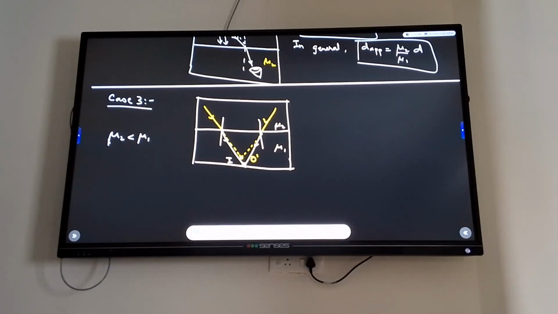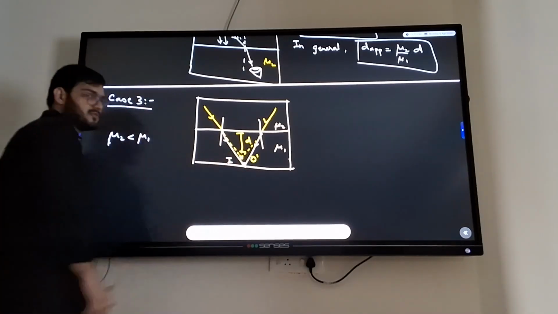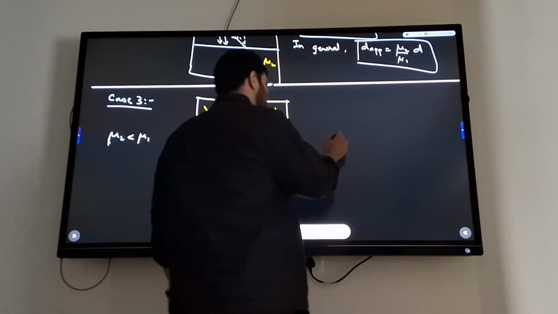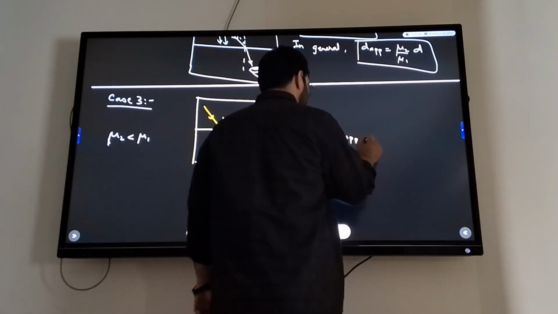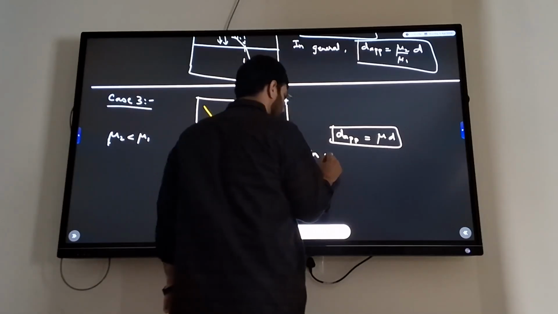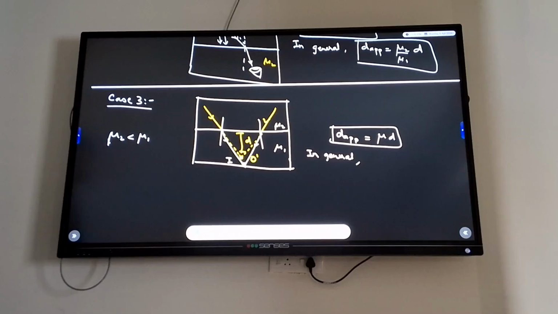है ना? Can you guess now what is D and D apparent? So this is D obviously. And this is D apparent. What is the relation between D apparent and D? Greater than D. So should I multiply or divide? Multiply. Do you understand what I am doing? D apparent is equal to mu times D. And what should I write in general? In this case, in general, what should I write? पहले mu2 by mu1 लिख रहा था, अब क्या लिखना चाहिए बताओ?